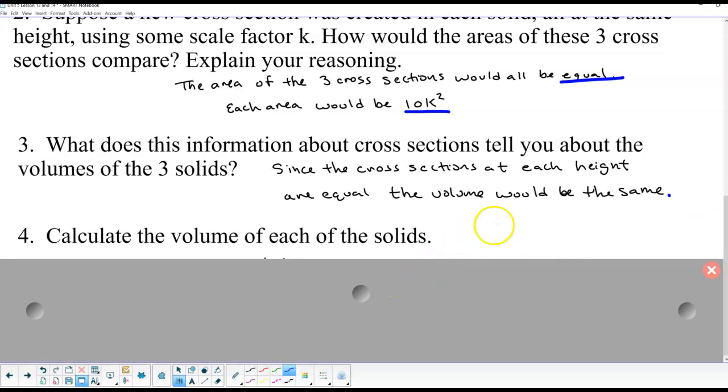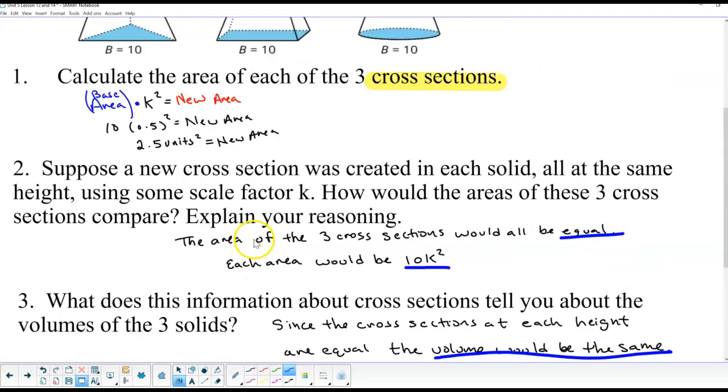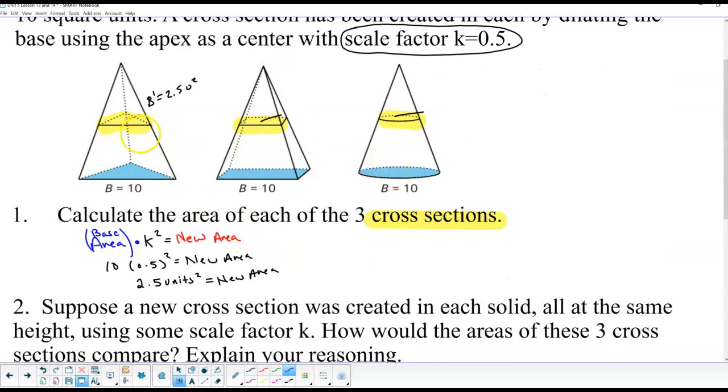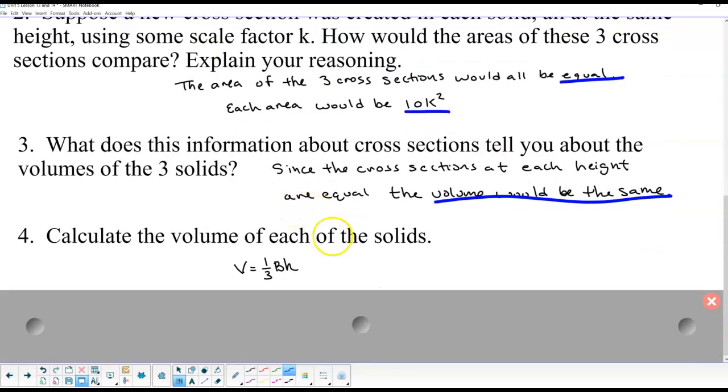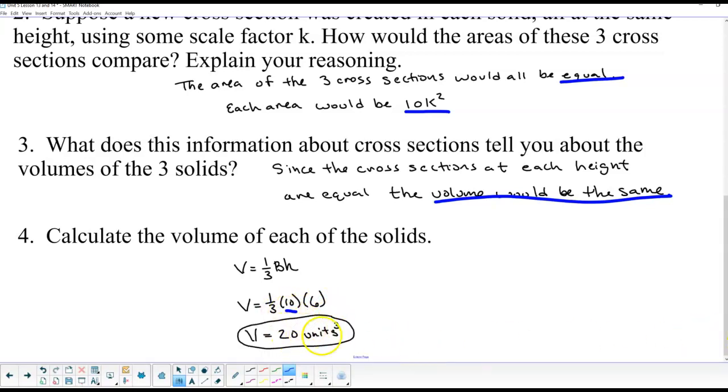Well, the nice thing about that is if they're all going to have the same solids, or same volume, then we just have to calculate one of them. Now notice that these are either a pyramid or a cone, and we just generated the formula for the volume of a pyramid. The volume of any pyramid is 1/3 the area of the base times the height. And since the area of the base and the height are the same, if I do 1/3 the area of the base, which is 10, times the height of 6, I will get a volume of 20 units cubed.